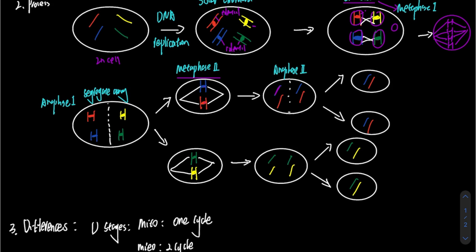The blue one and the red one are separated into two sides of the cell, and it's the same with the green and yellow. And after the anaphase 2, one cell has one blue, one red, one blue, one red. And for another cell, one green, one yellow, one green, one yellow.